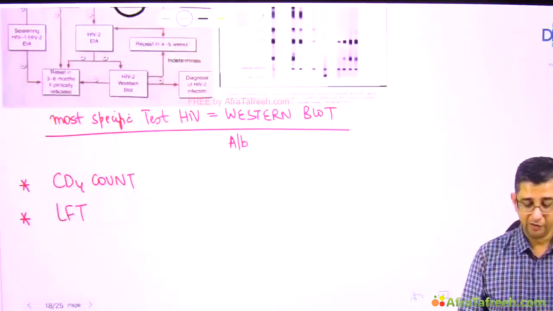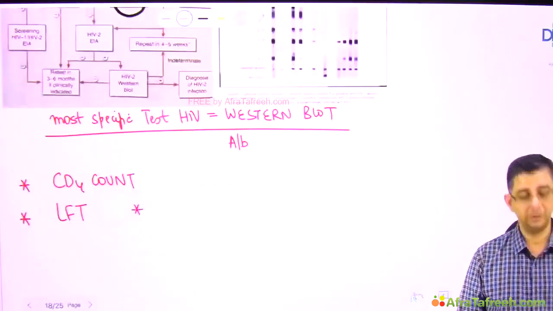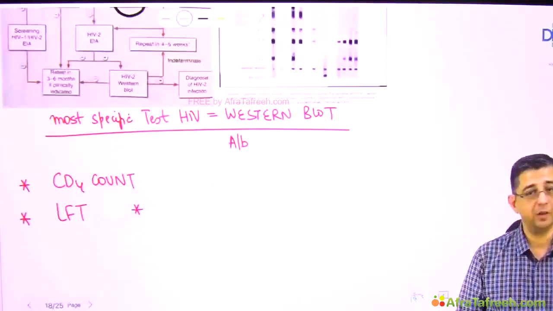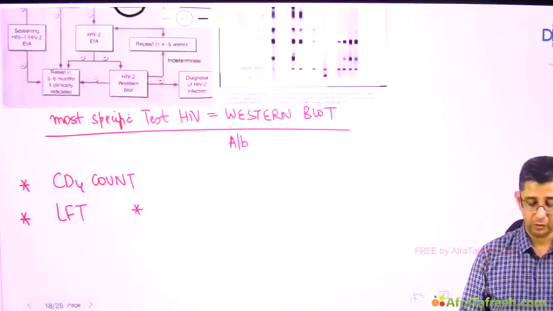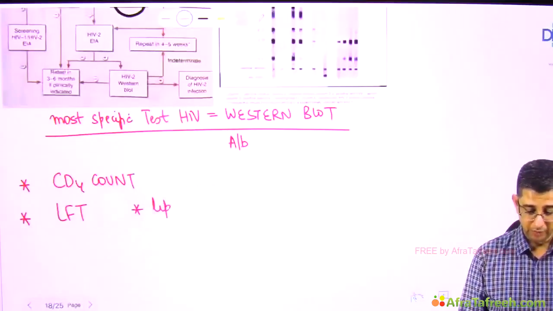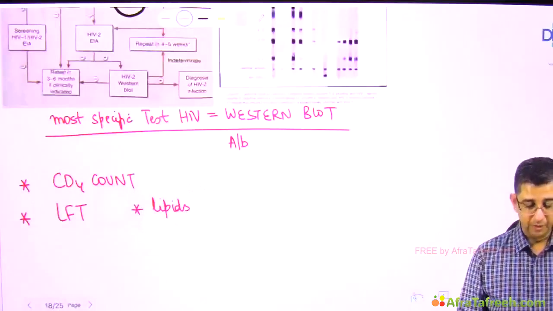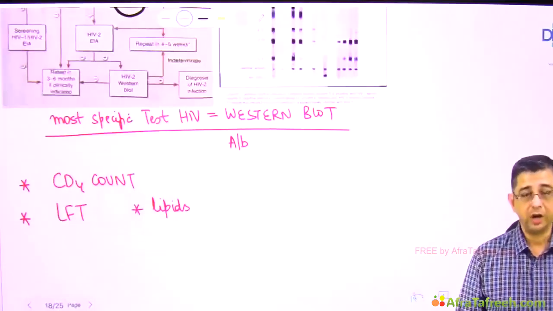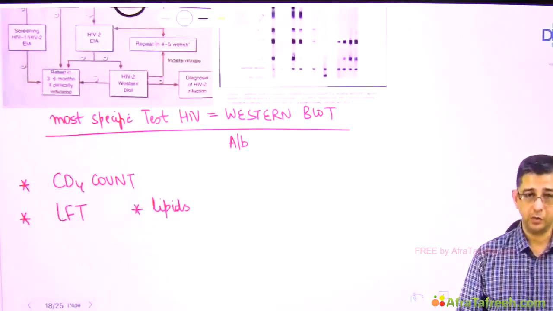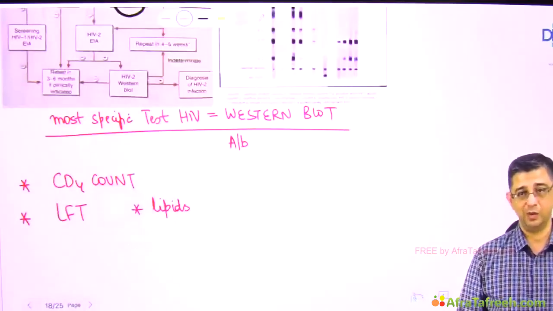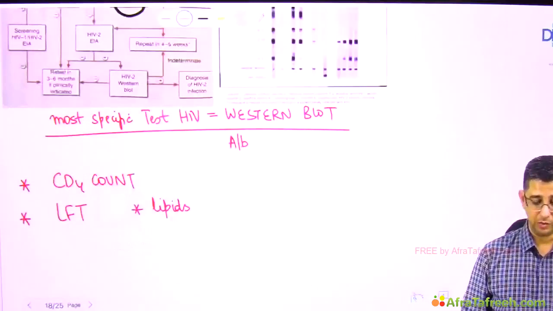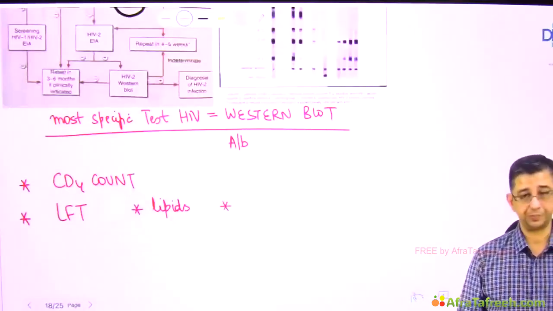We also write LFT for the patient. Why? Because a lot of these drugs actually damage the liver. Nevirapine is one molecule that can definitely cause fulminant hepatic failure, so we would like to go in for an LFT. Lipid profile is also to be done because the cardiovascular complications most commonly seen in HIV are myocardial infarction and coronary artery disease. So a baseline lipid profile and blood glucose would obviously be done in the patient.